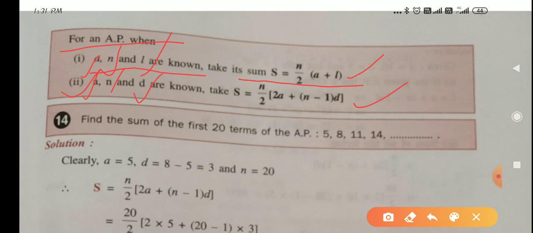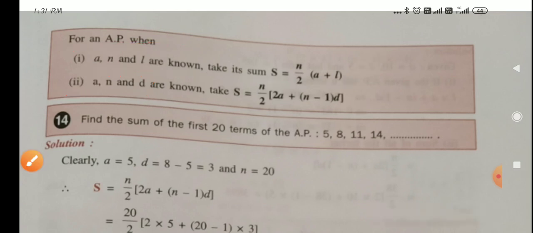Now only this one concept is there for this exercise. With the help of this concept, you will be able to solve all the questions of exercise 10th C. And you see, I am taking some examples. It is a very easy topic, a very easy concept.